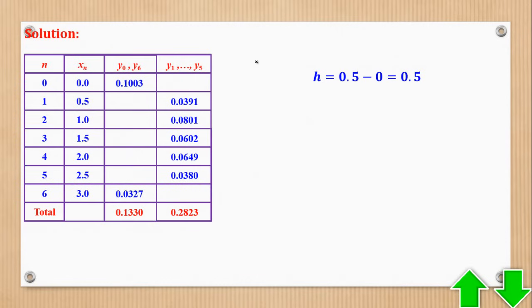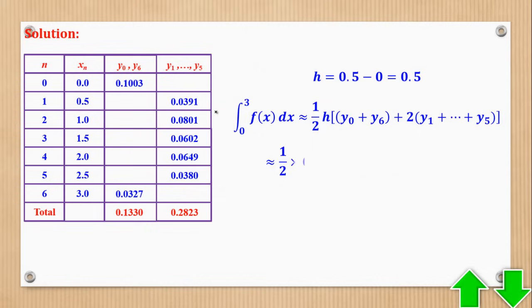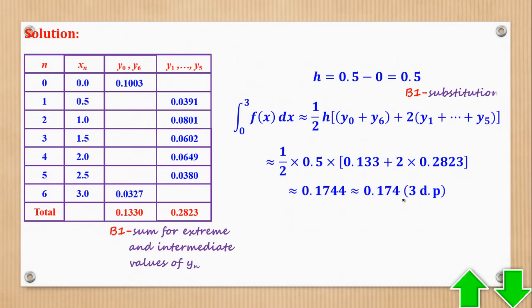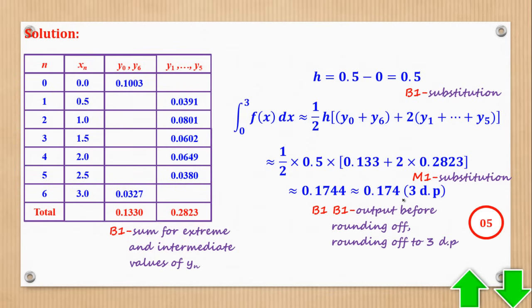After that, we need to get the h. h is the interval from one ordinate to the other. So here, from here to here, the width. What is the width? The width will be got by this minus that, which is 0.5. Meaning they will keep on adding 0.5, 0.5. Quote the formula, substitute, and then get the answer. So you first get the value without rounding off, then the actual value which they want. And that's what they wanted.